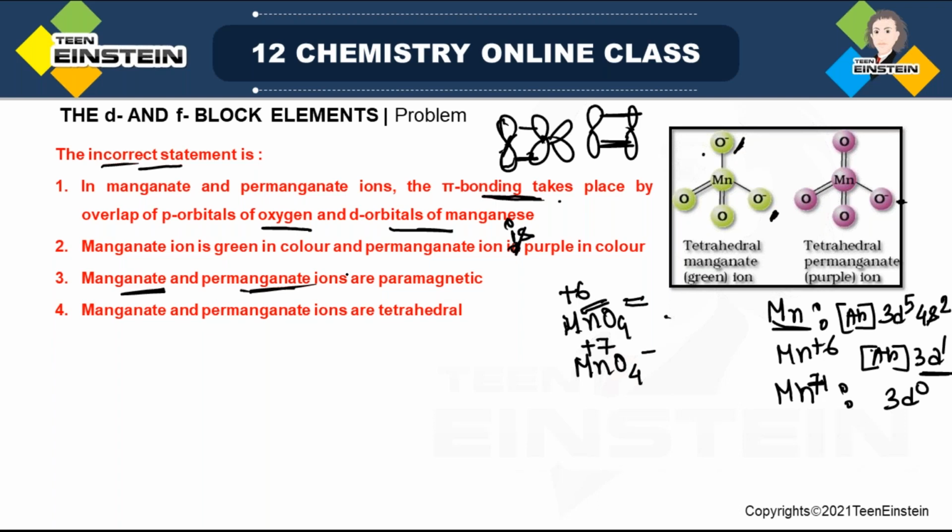So obviously the last statement will be correct. Both the ions are tetrahedral, which we have already seen in the last class. We have discussed the structure of both these ions in detail. So here the incorrect statement will be option 3. Is there any doubt in this question? Should I repeat it once more? Why is it incorrect?